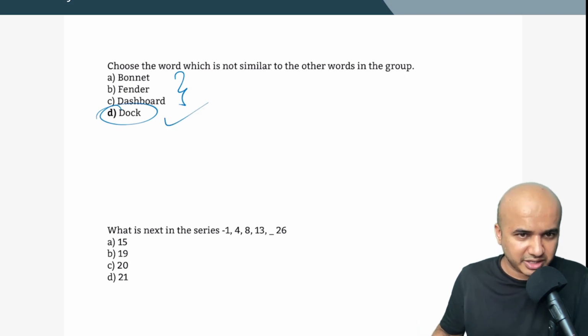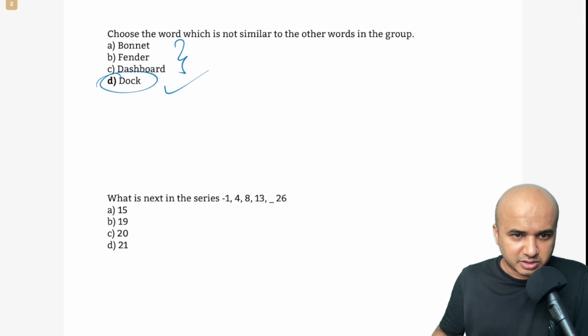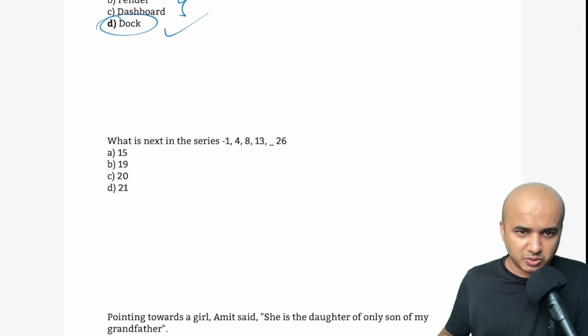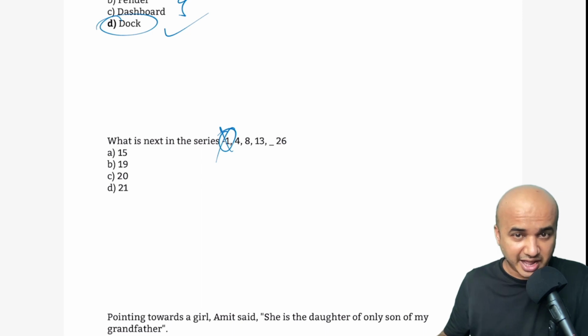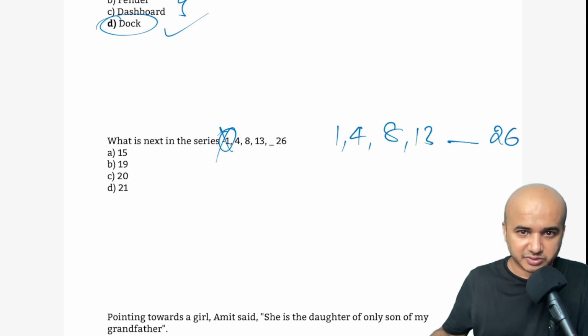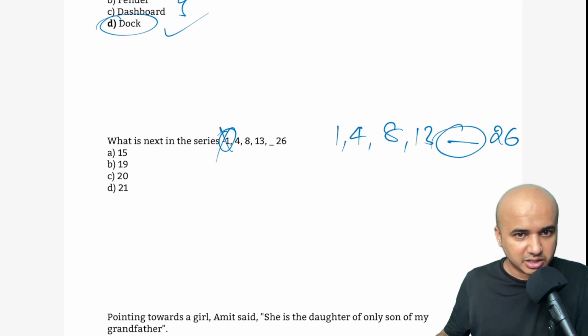Okay, that was easy. Next, what is the next in the series 1, 4, 8, 13, -, 26? When I looked into this question, what I initially thought was this is actually -1. Then I realized that is the institute's way of asking questions. Stupid way, of course. This is not -1. That's just the hyphen which they have placed there. So the series can be written as 1, 4, 8, 13, dash and 26. Now we have to find this particular number.